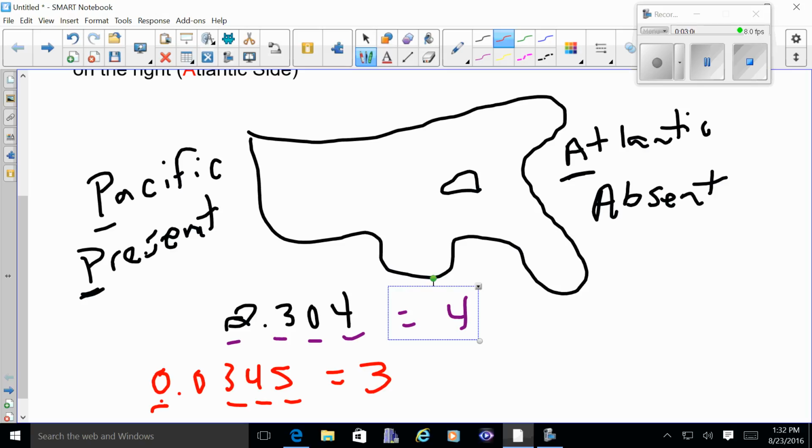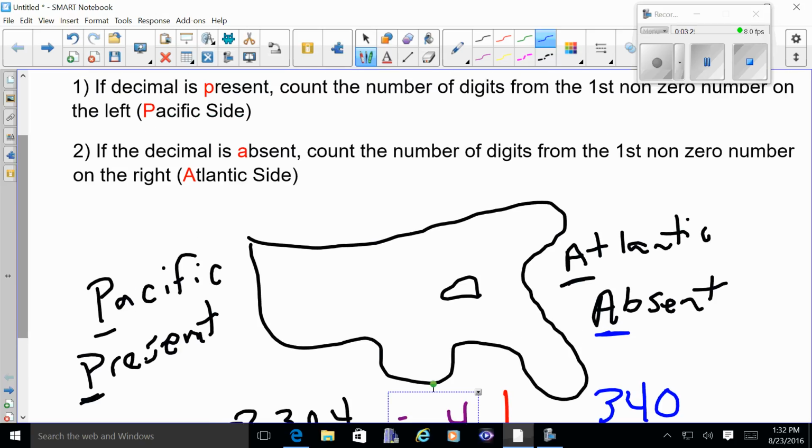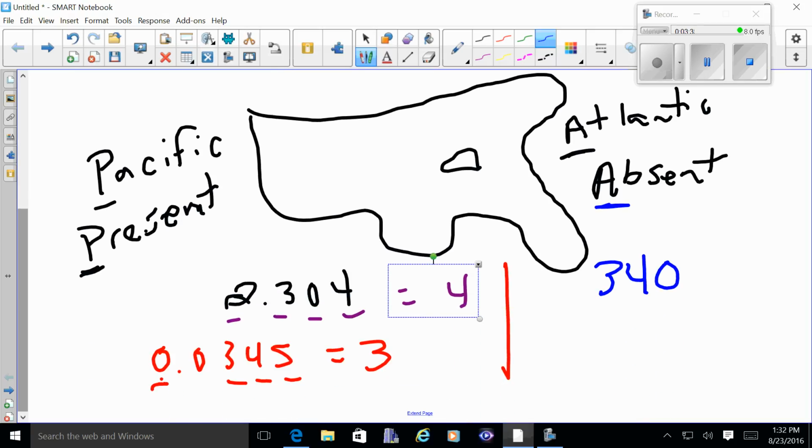Now let's give another example here. Let's do one like 340. If you notice, there is no decimal. It's absent. Well, the rule says if it's absent, to start counting from the right, because the Atlantic Ocean is here on the right-hand side. Okay? So if you start counting at the first non-zero number from the right, I'm not going to count that 0. That one's gone because it's a 0. And then I'm going to start 1, 2. And so this has 2 significant figures.